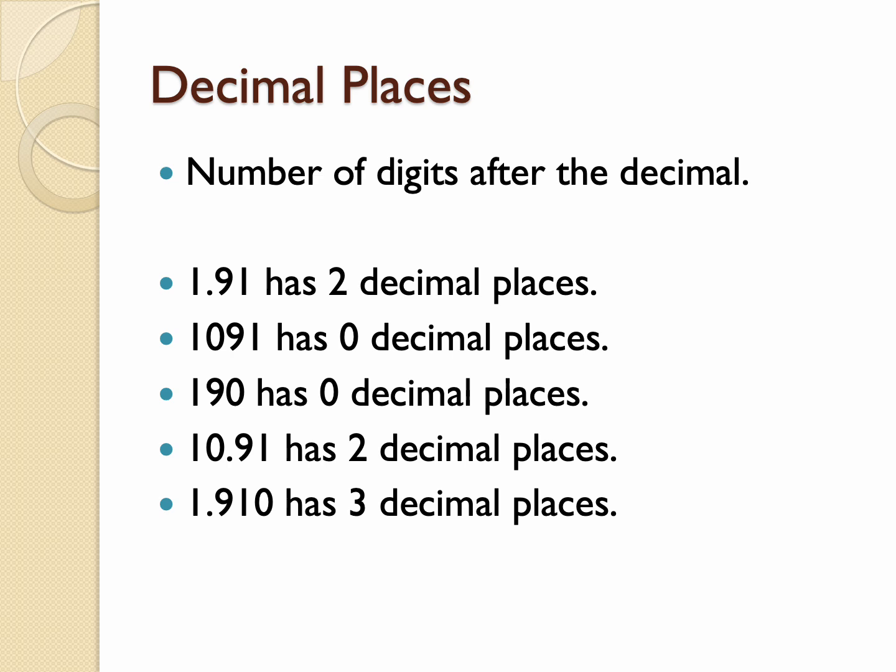1.910 has 3 decimal places, and I hope you can work out why. 010.91 has 2 decimal places because again there are only 2 digits after the decimal place.